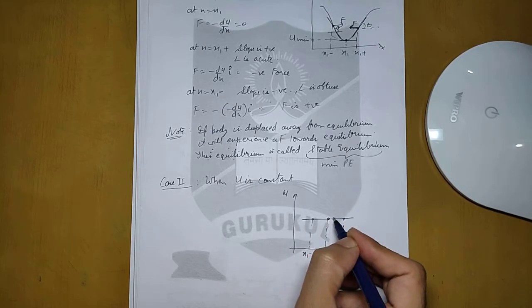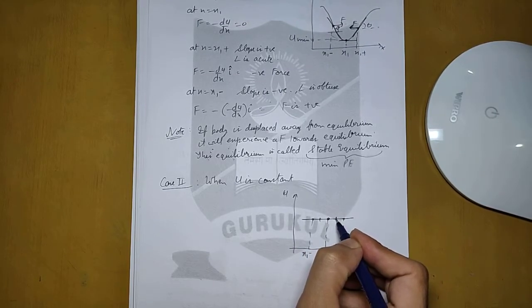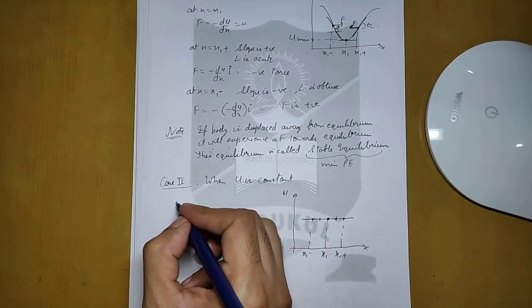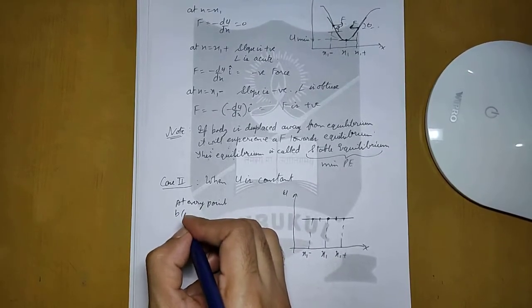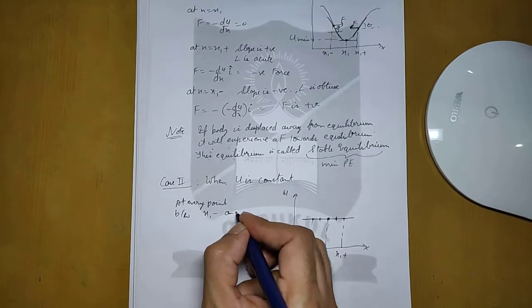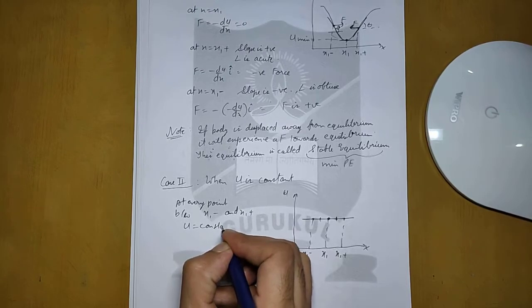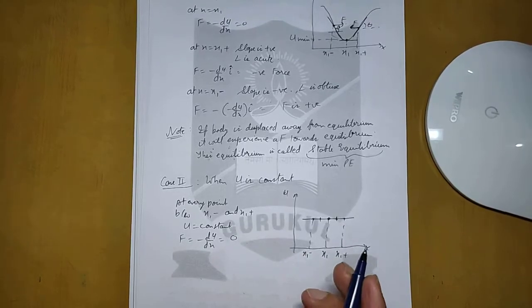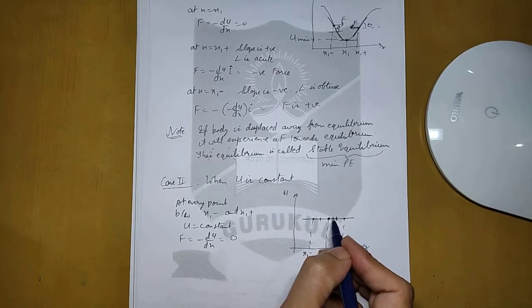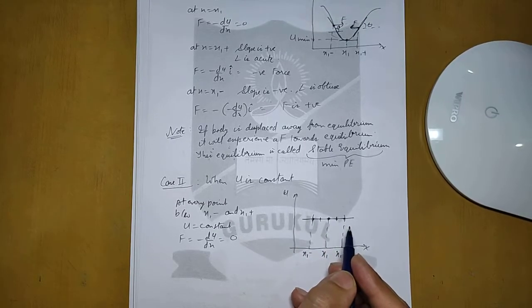So even if this body is displaced towards right or displaced towards left, it will stay in that position because it is an equilibrium position. So we can say that at every point between x1 minus and x1 plus, the potential energy is constant, or we can say that force that is applied will be equal to 0. Even if we displace the particle, the force applied by the system on this particle will be 0. So the body will always be in equilibrium at any point between these 2 points.